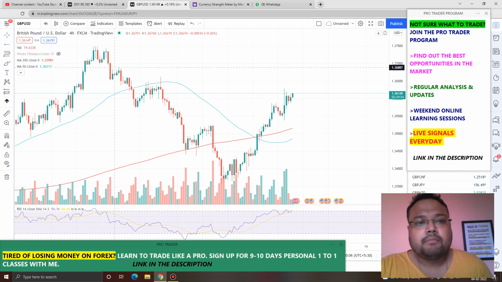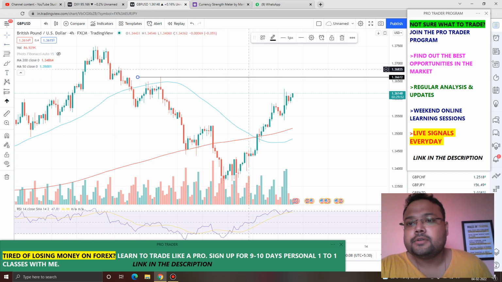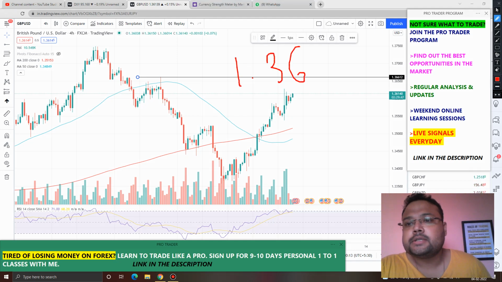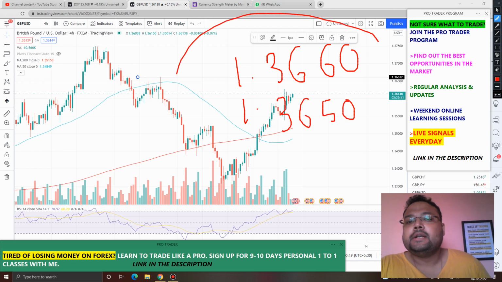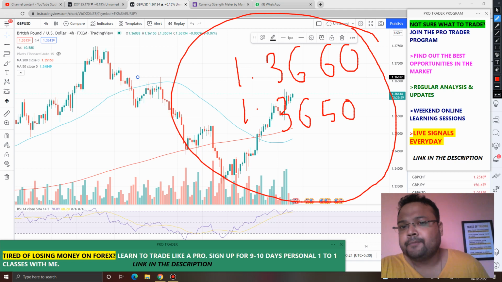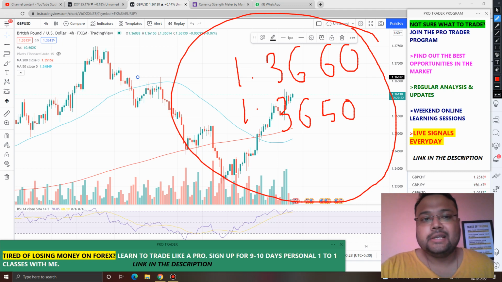And the resistance for the market right now is this. This is a strong resistance, 1.3650 to 1.3660. This is a resistance zone for the market right now. So in case there is bullishness in the market also, then I think GBP USD will face trouble to cross this level, and in case you see the market facing trouble, you can also take a sell position.